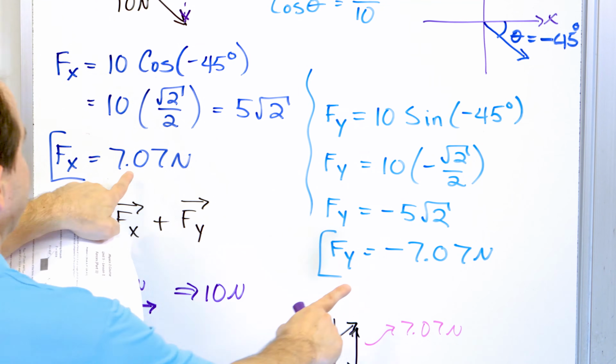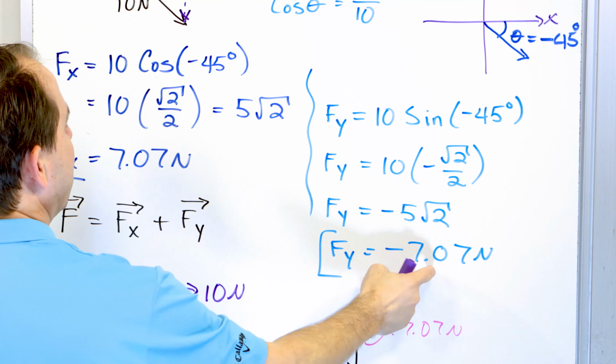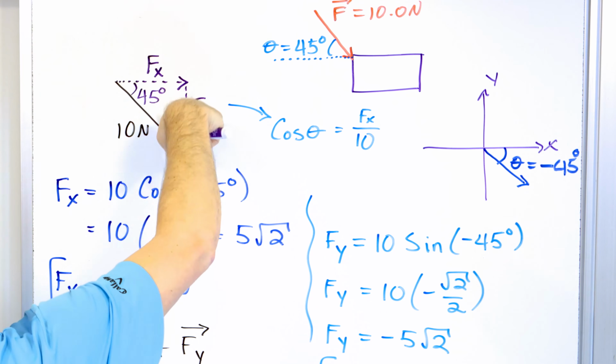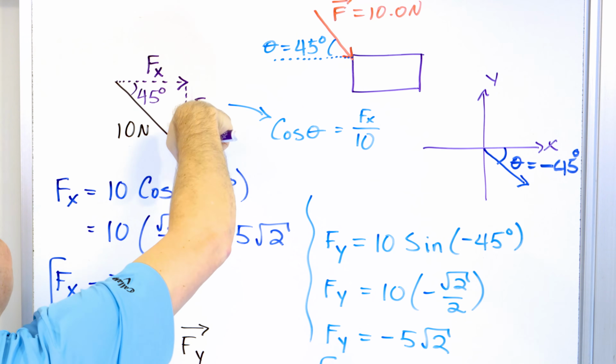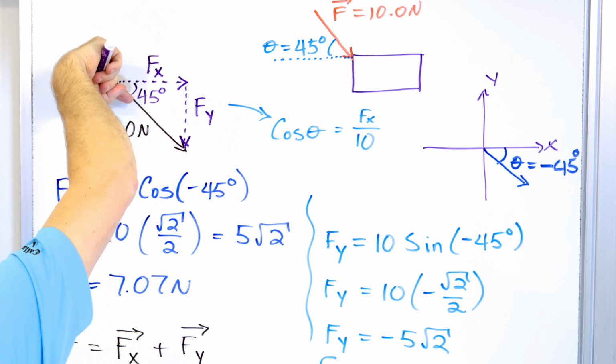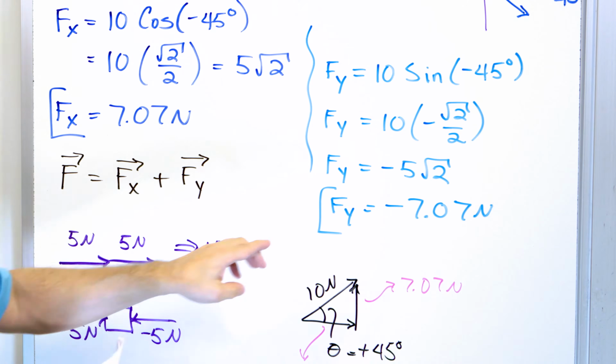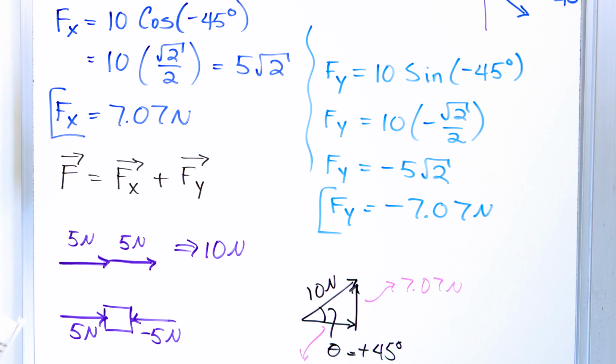But notice in our actual problem, one of these is positive and one of these is negative. This negative one just means that the y force is acting down, right? It's acting down. And this one is acting horizontally, and together they combine to produce a force that acts down and to the right like this. So that's why one of them is negative in our problem.